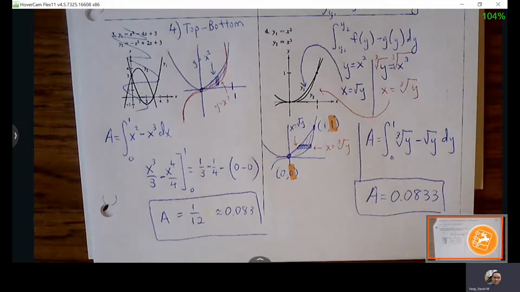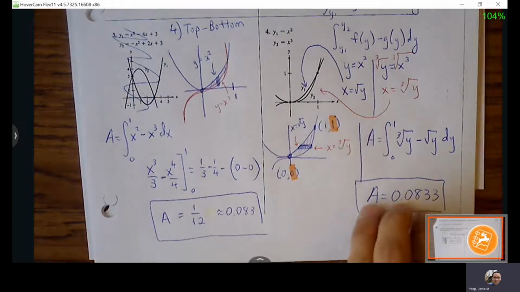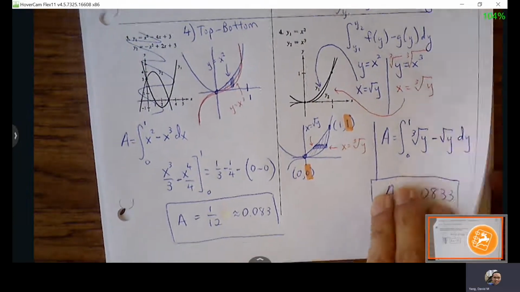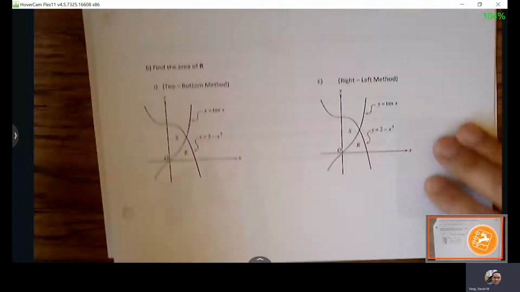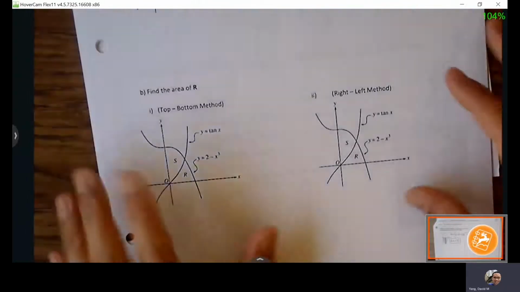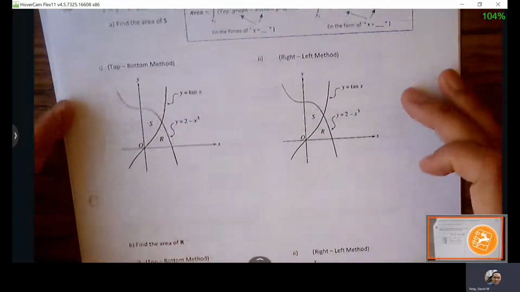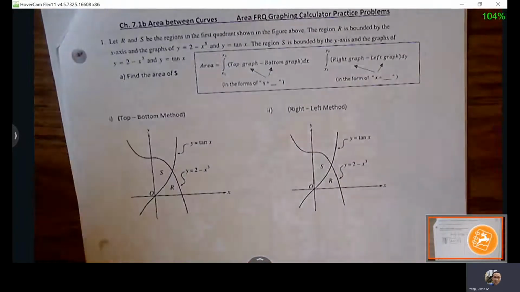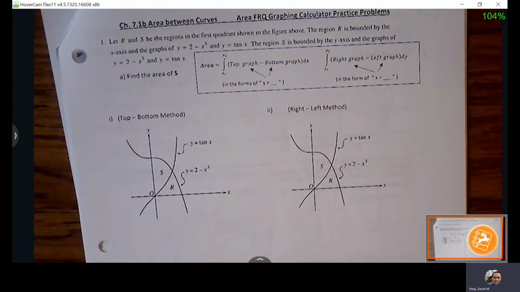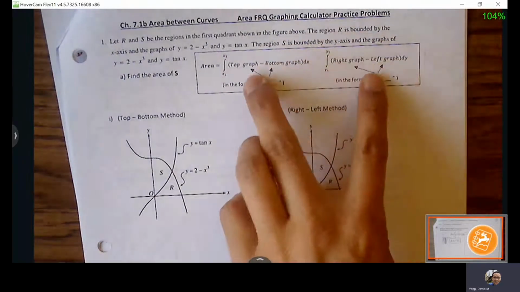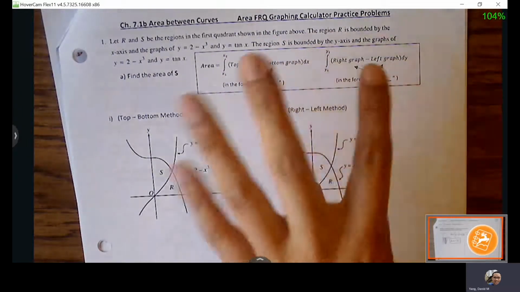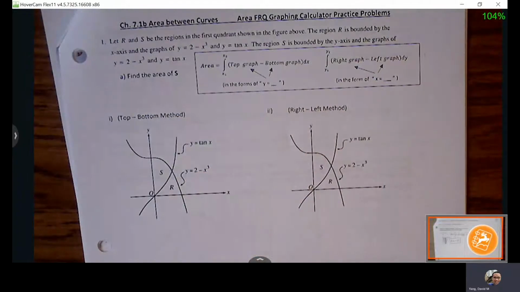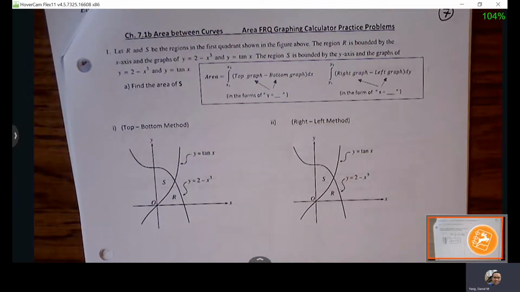Okay, any questions so far? Good. All right, so let's flip over to page 5 here. This is an older free response question, but what I did was I took one problem and split it into 4 parts so that we can really explore that relationship between either top minus bottom or right minus left, and also getting used to the calculator and making the calculator find some of the information that we need for us.